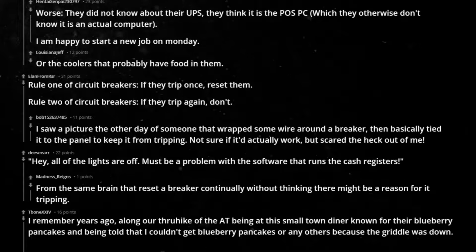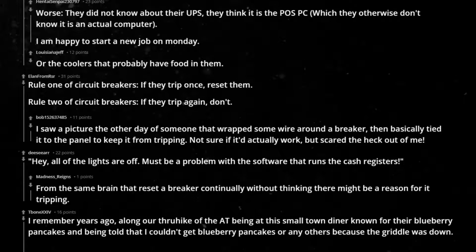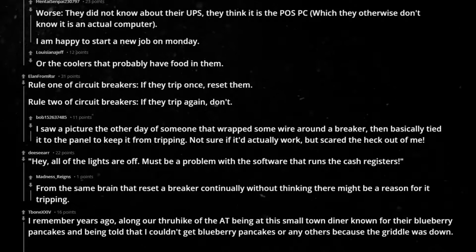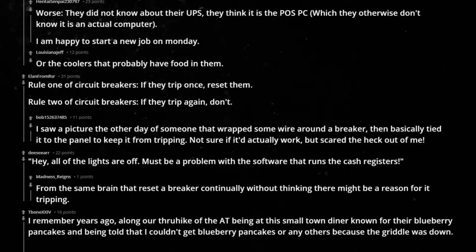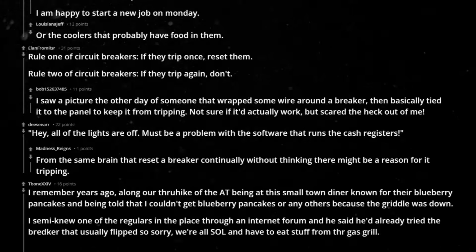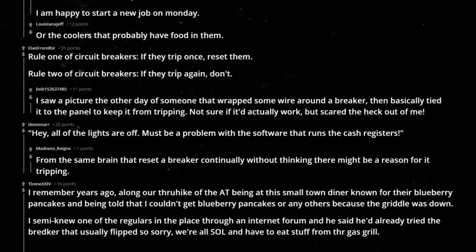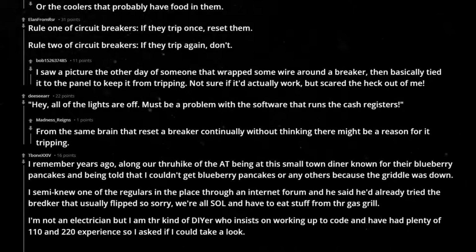I remember years ago, on a through hike, being at this small town diner known for their blueberry pancakes and being told that I couldn't get blueberry pancakes or any others because the griddle was down. I semi-knew one of the regulars in the place through an internet forum, and he said he'd already tried the breaker that usually flipped. So sorry, we're all SOL, and have to eat stuff from the gas grill. I'm not an electrician, but I am the kind of DIYer who insists on working up to code and have had plenty of 110 and 220 experience, so I asked if I could take a look.